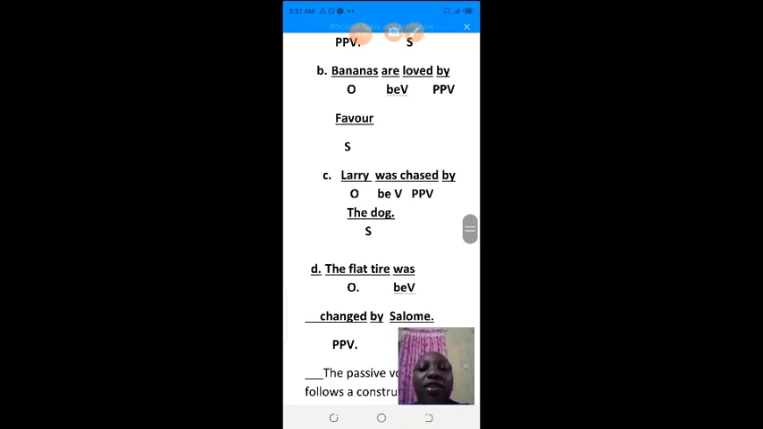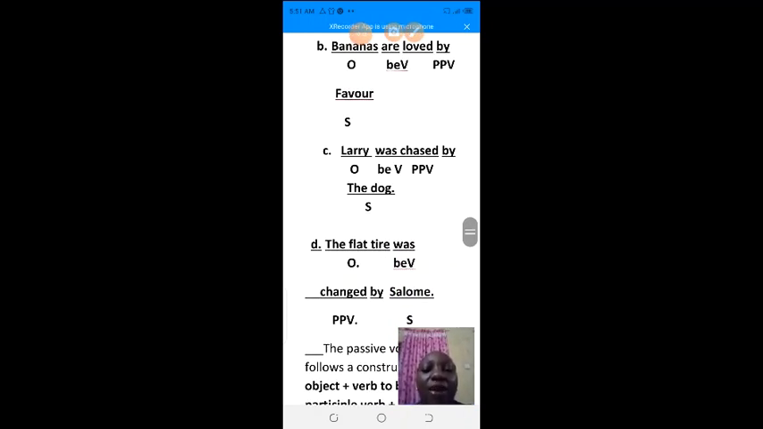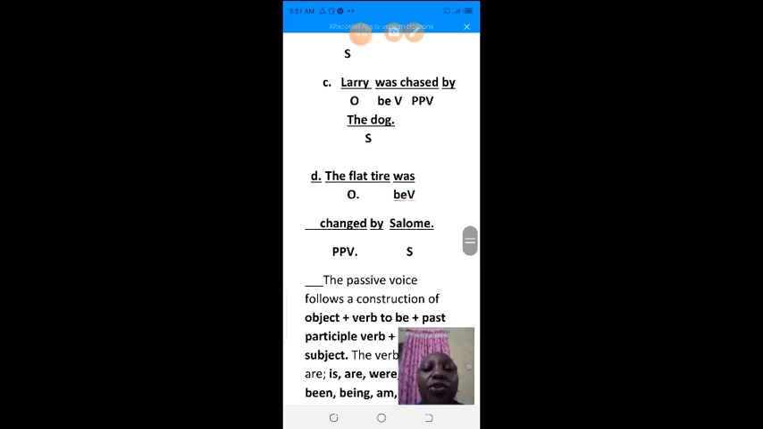All right. The second example, bananas are loved by Favor. Bananas is the object. It comes first because it's in the passive voice. Are is the verb to be. Loved is the past participle form of love. And then Favor is the subject. Next, Larry was chased by the dog. Larry is the object coming first. Was is the verb to be. Chased is the past participle form of chase. And the dog is the subject.